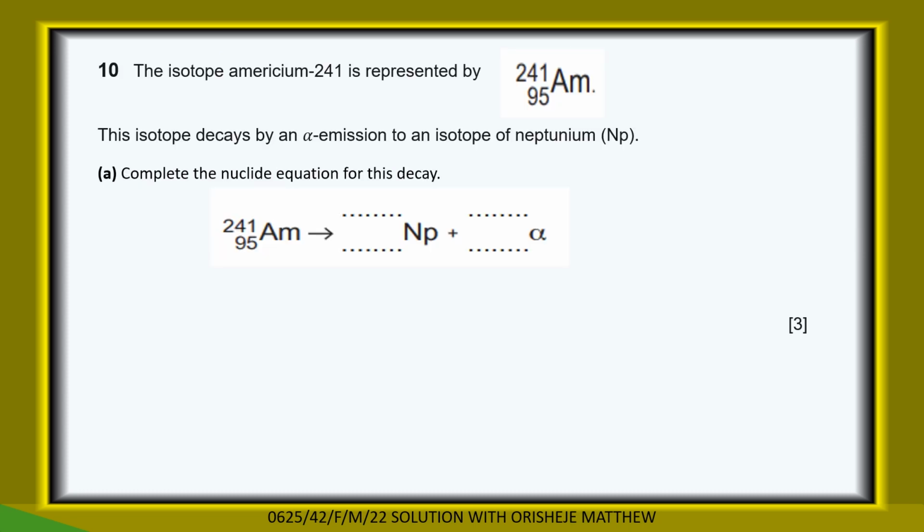So question 10. The isotope americium-241 is represented by 241, 95 Am. This isotope decays by alpha emission to form neptunium, Np. Now complete the nuclear equation for this decay. Once they say alpha is emitted, what is alpha? Alpha is a helium nuclide, which is 4, 2. So we have 4, 2 alpha.